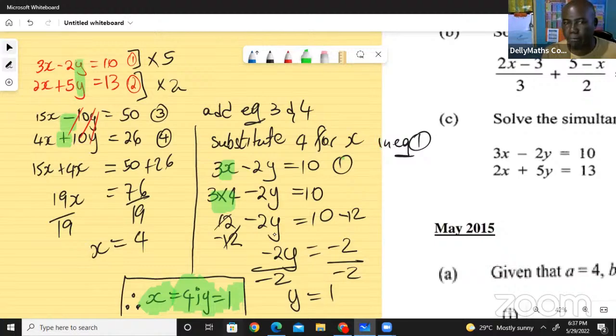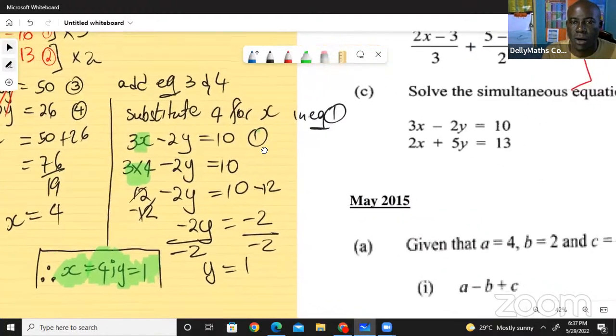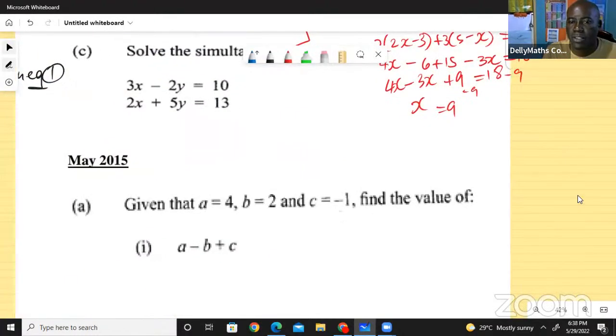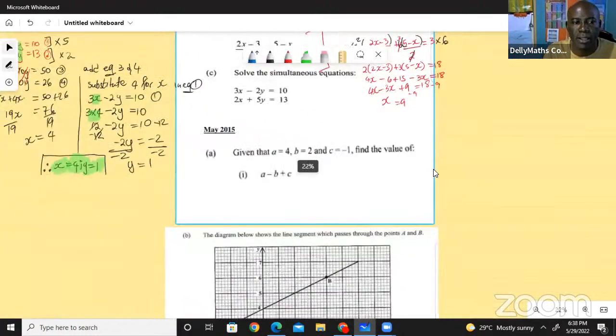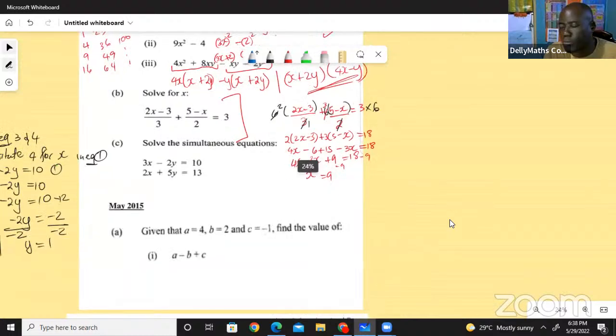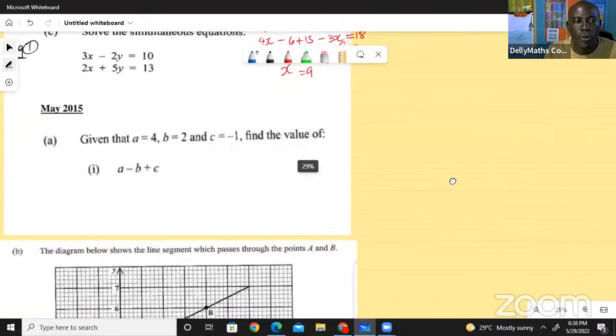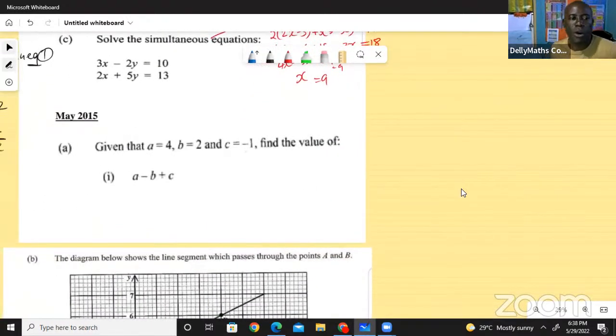All right, so let us look again at the other one. This one is a simple substitution where we're told that A is equal to 4, B is equal to 2, and C is equal to negative 1. And we're substituting 4 wherever we see A and 2 wherever we see B and negative 1 where we see C. So let's go with the substitution.